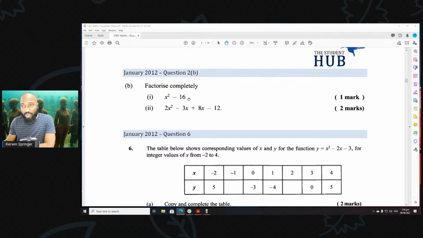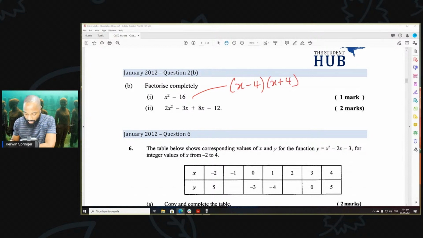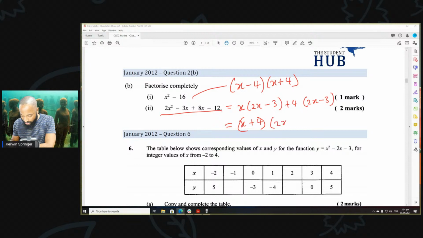Factorize completely x squared minus 16, and factorize this one completely. Now notice they already size you up here. They give you a quadratic, but they're helping you out. They already found the two terms. So very quickly, you should know that this is (x minus 4)(x plus 4). That's difference of two squares. And this one has already begun, so I can factorize out x, put back the 2x minus 3 here, and just get a little 4 here to make it work. So this is (x plus 4)(2x minus 3).